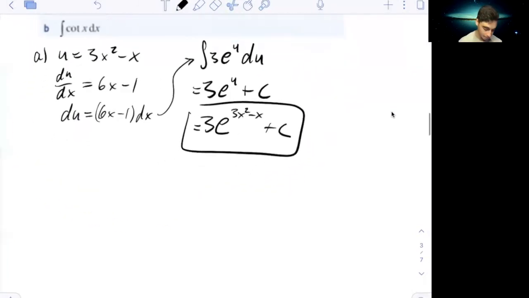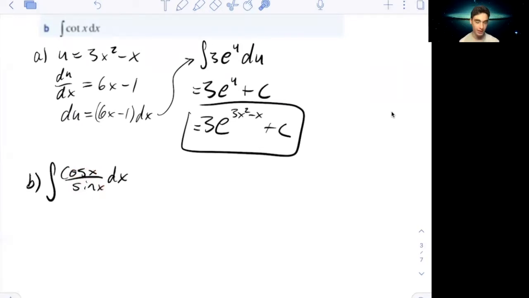Moving on to B, we have the integral of cotangent x dx. So what is cotangent really? Cotangent is cosine x over sine x dx. So remember what I said before, look for either a special part. So I'd say the denominator is more special than the numerator. But more importantly, you should look for what can you easily substitute out.